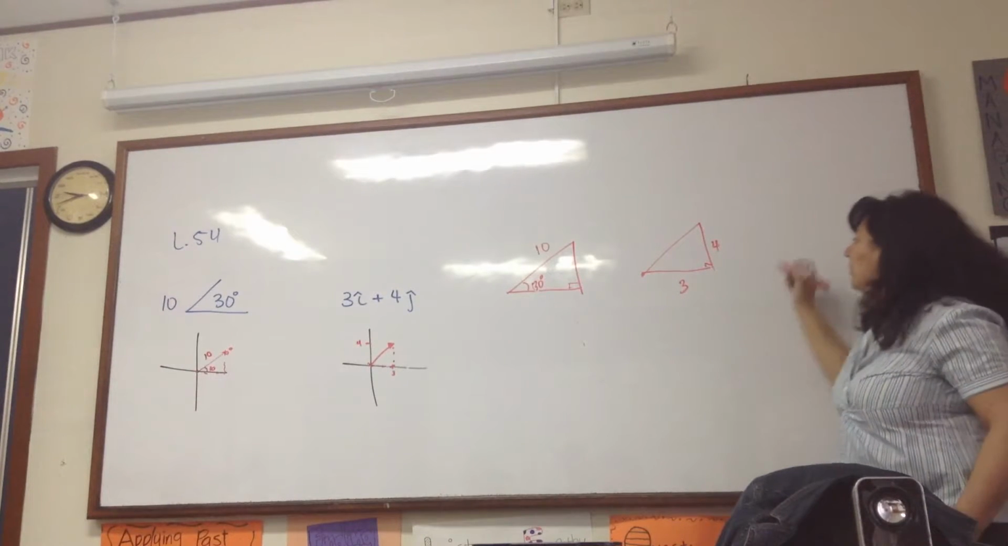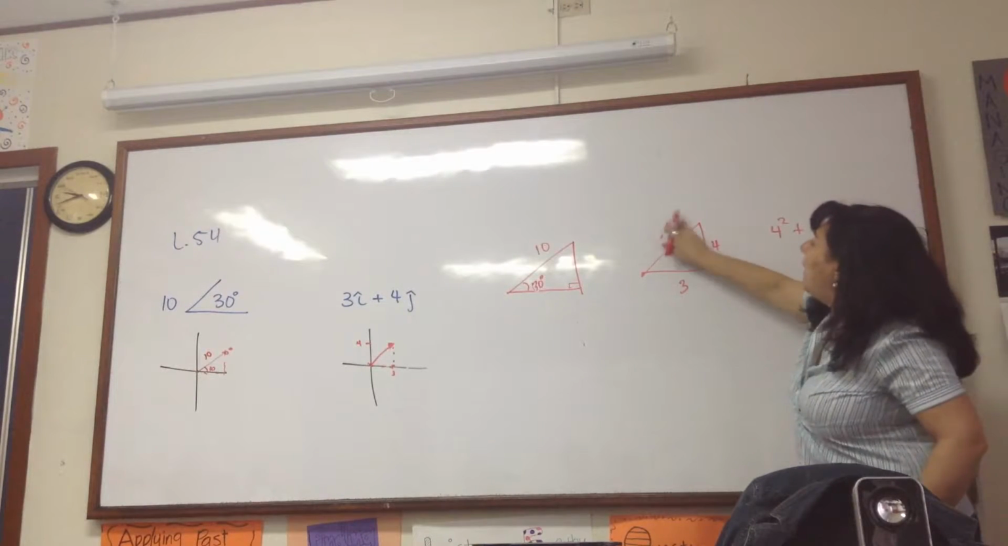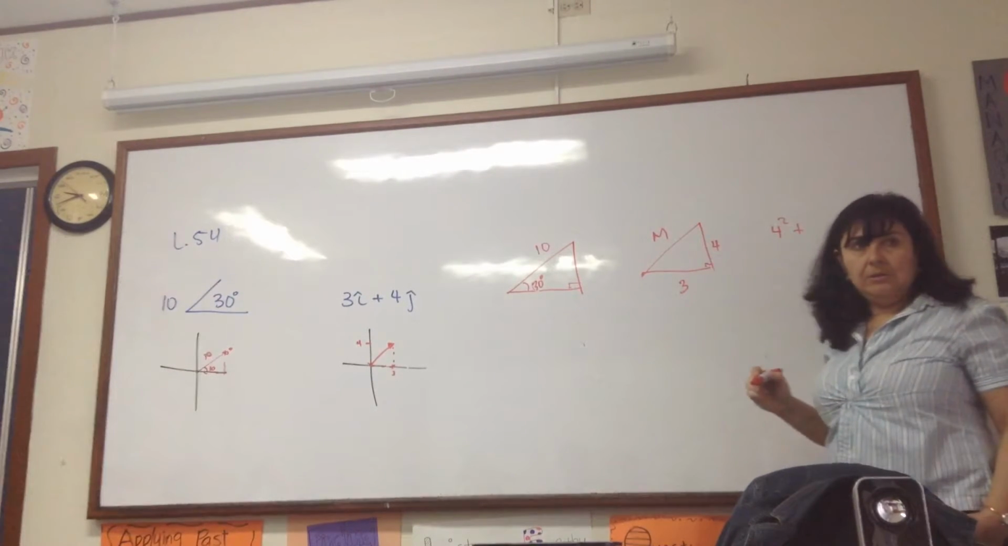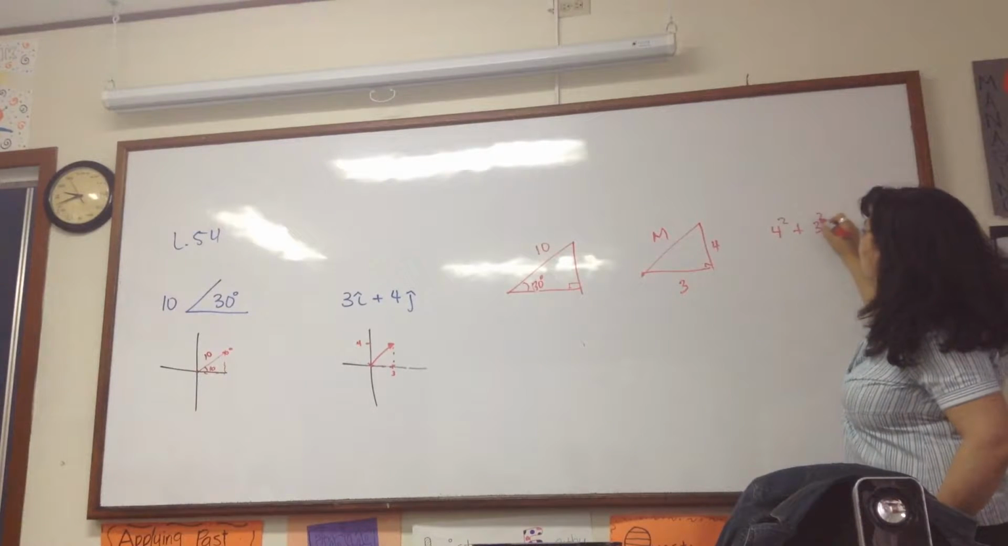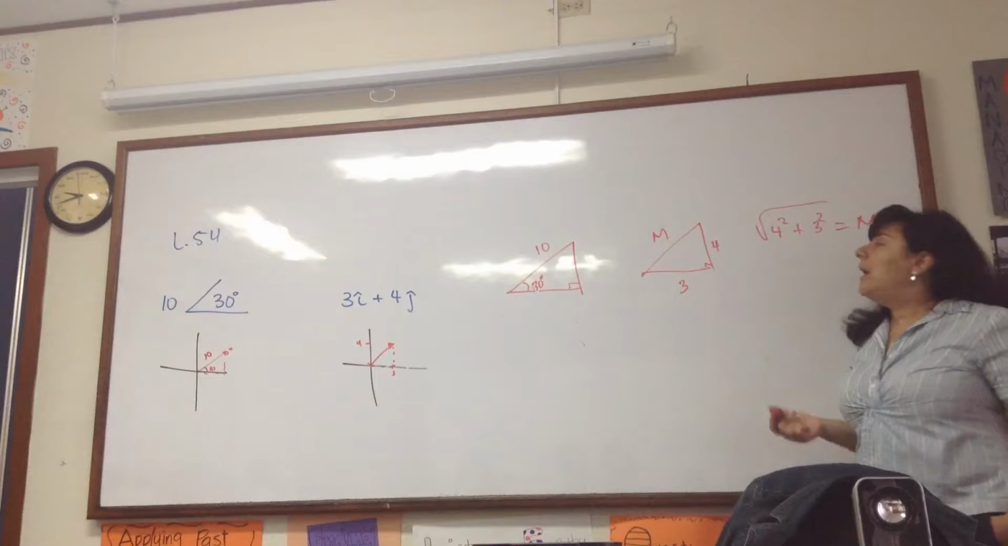H squared equals 4 squared plus 3 squared. I'm going to call it H. I'm going to call it M because of magnitude. Okay? M squared equals 4 squared plus 3 squared, equals 25. Square root, M equals 5, right?